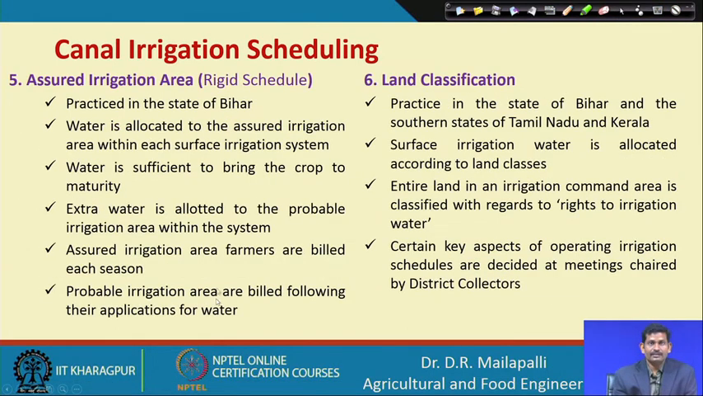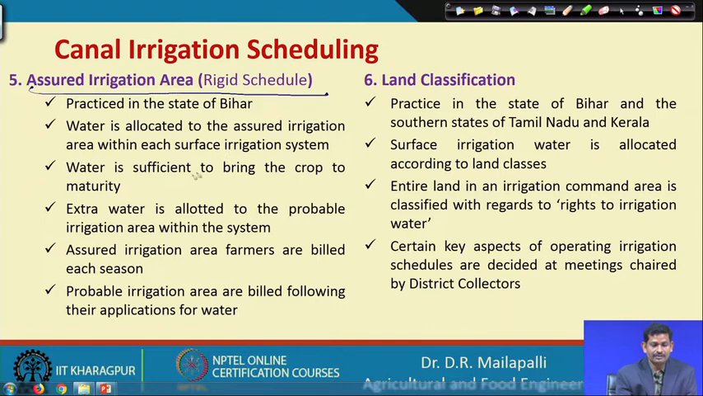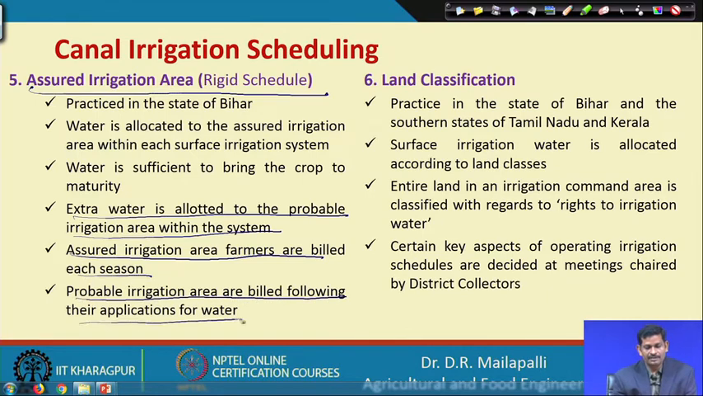Okay, so then another scheduling is assured irrigation. Assured irrigation is a rigid scheduling. Here, some group of farmers are assured irrigation till the last watering. Okay. Then the remaining extra water is allotted to the probable irrigation area within the system. Okay. The assured irrigation area farmers are billed each season, whereas the probable irrigation area farmers are billed following their application for water. Okay.